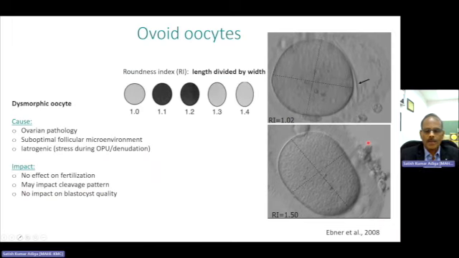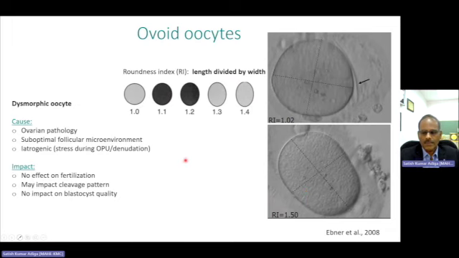Apart from size, shape abnormalities are also seen in the human oocyte. The elongated oocytes, also known as ovoid oocytes, are considered dysmorphic oocytes. The extent of elongation is represented by the RI, or roundness index, which is nothing but the length divided by width. The top image here has a roundness index of 1.02, which is almost circular. On the other hand, this oocyte has a roundness index of 1.5, which is a dysmorphic one.